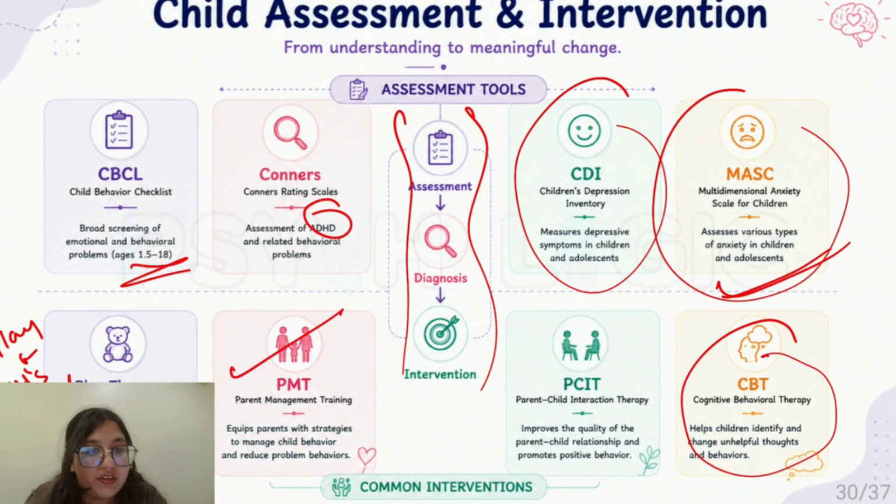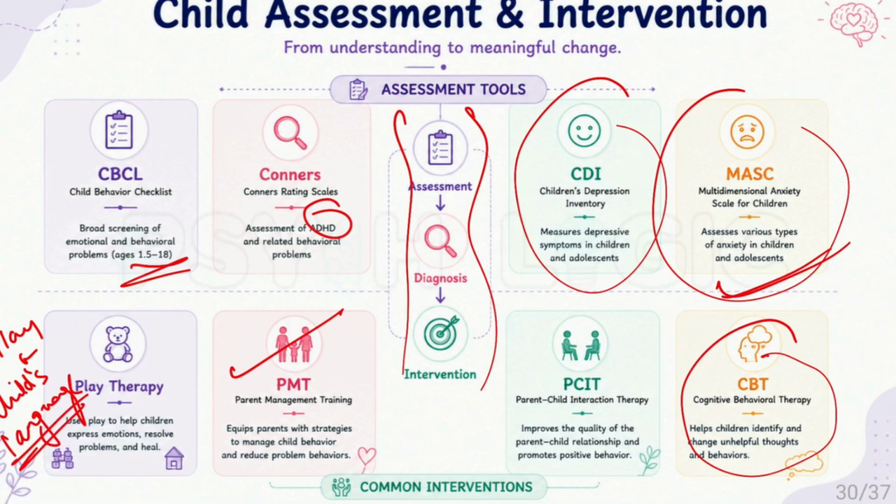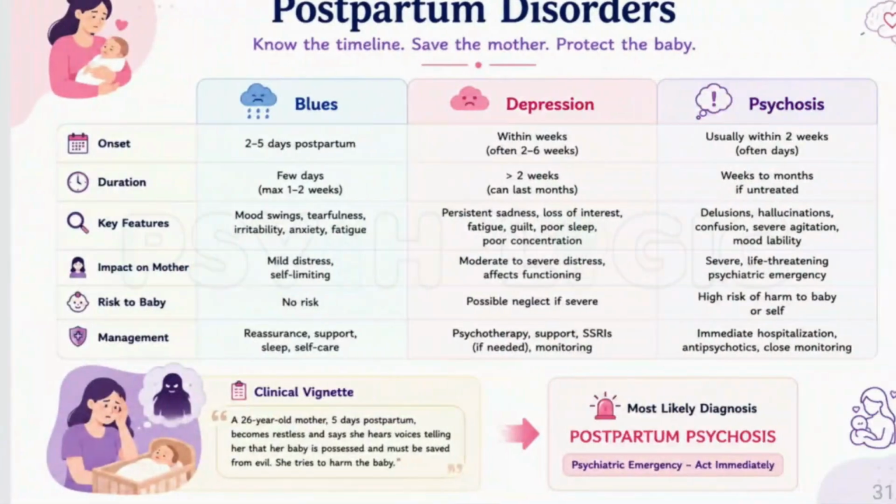Then we have cognitive behavioral therapy. CBT helps the child understand the relationship between their thoughts, their feelings, their behaviors, right? If a child says, everyone will laugh at me, they're feeling anxious, we can replace that with healthier, more realistic ways of thinking. With this, we are done with child assessment as well.